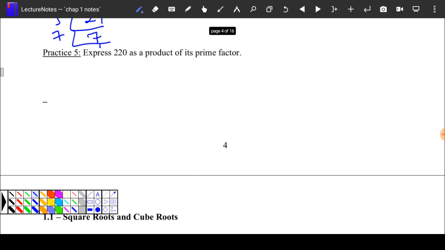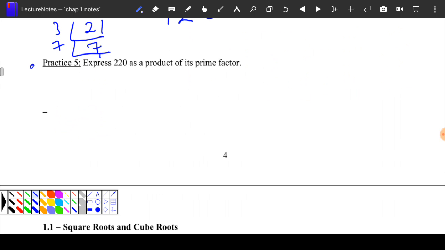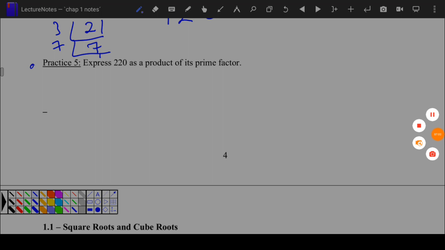Now pause the video here and then you can try practice 5 by yourself and then our teacher will go through with you. Any question? Okay.